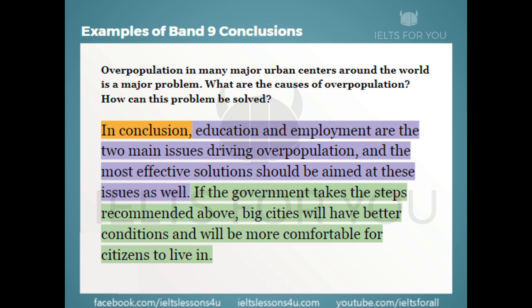Okay, again, using that future tense, will have. We have a kind of prediction here that really gives a sense of closure to the essay. It's not too specific. It's quite general. But it's the future tense, will have, will be. That's what gives it the sense of closure.